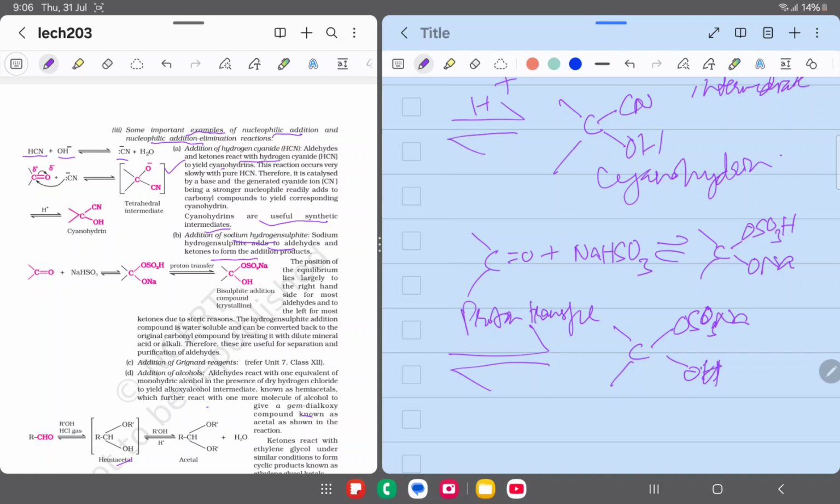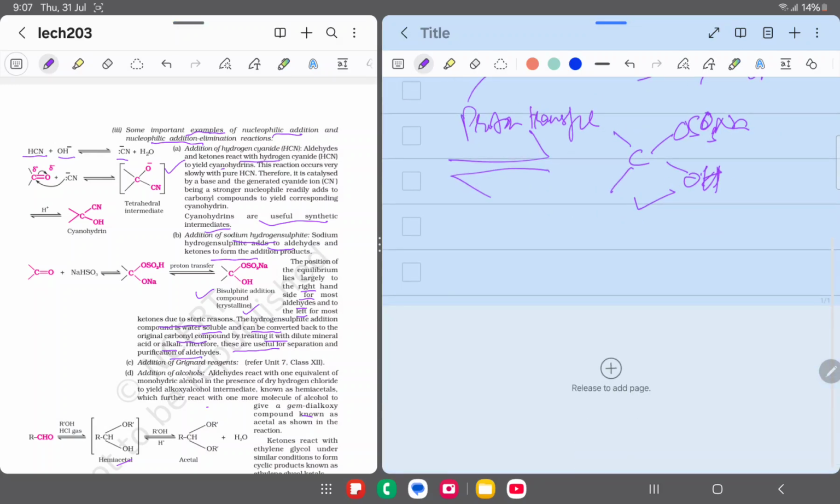The position of the equilibrium lies largely to the right hand side for most aldehydes and to the left for most ketones due to steric reasons. So this is the bisulfite addition compound, crystalline. The hydrogen sulfite addition compound is water soluble and can be converted back to the original carbonyl compound by treating it with dilute mineral acid or alkali. Therefore, these are useful for separation and purification of aldehydes. Addition of Grignard reagents.